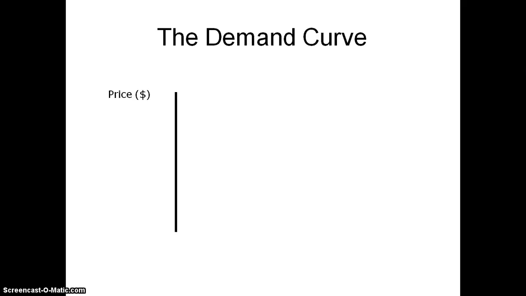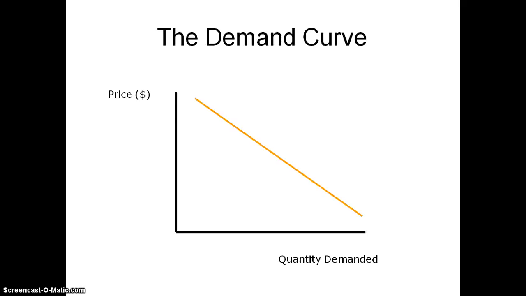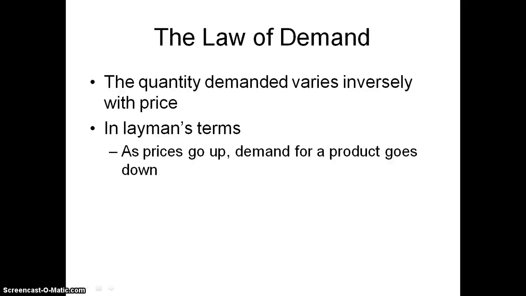The demand curve. On the y-axis, you'll notice that we have price, and on the x-axis, quantity demanded. The yellow line represents our demand curve. So at a price of $1, 10 McDoubles are demanded. When the price falls to 50 cents, that quantity demanded increases to 15. The law of demand states that the quantity demanded varies inversely with price. In simple terms, as price goes up, the quantity demanded of a product goes down.